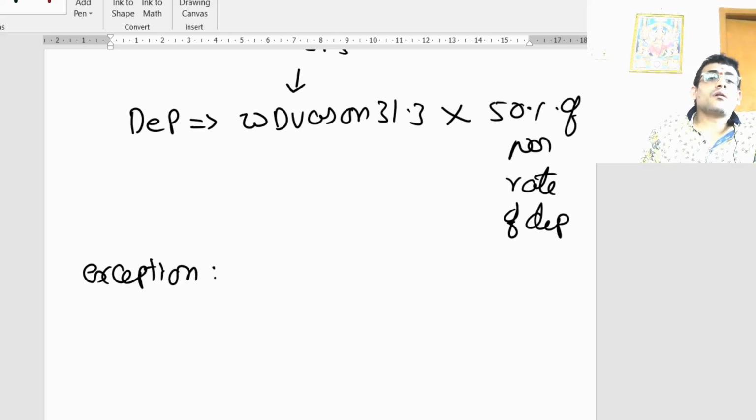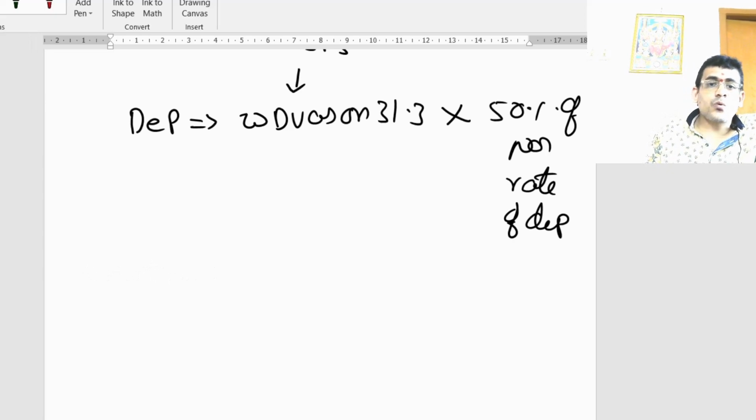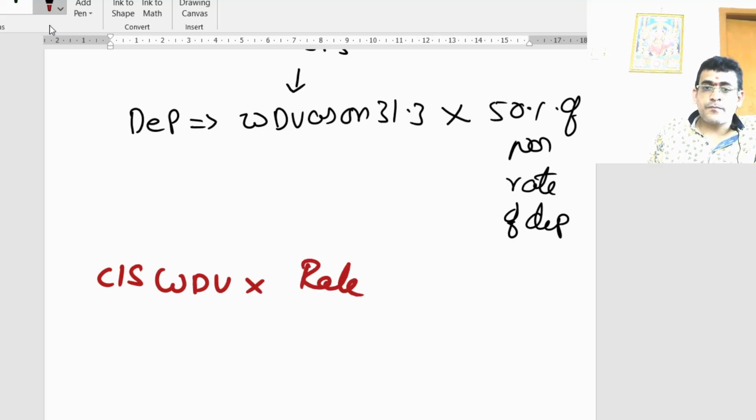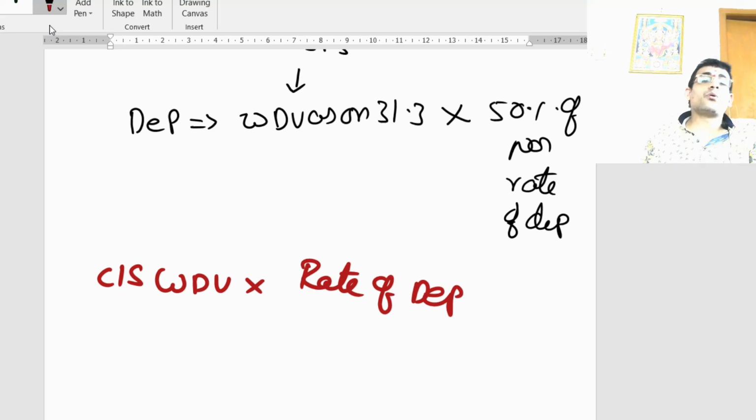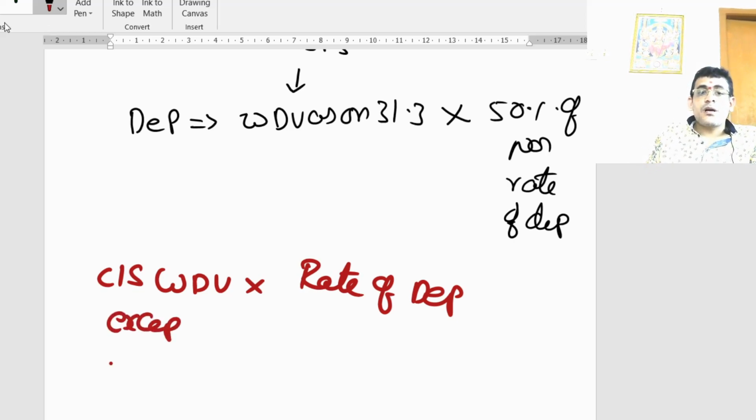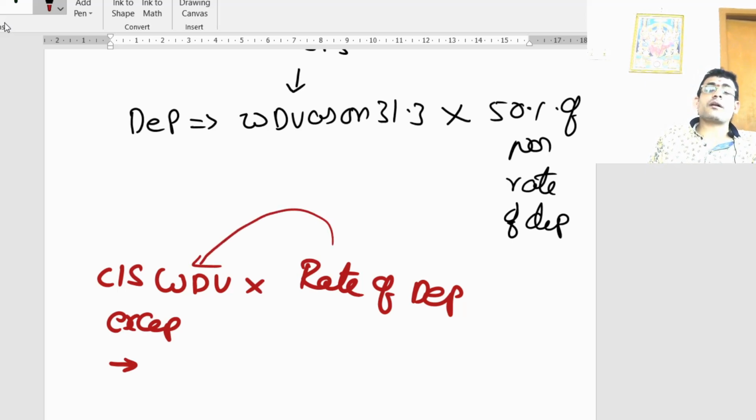What is the general rule? Last class I explained clearly, the general rule is, let me write it here: closing WDV into rate of depreciation. That means you need to compute your depreciation on the closing WDV. That's the general rule. This general rule has some exceptions. That means in these sort of cases, you cannot calculate the depreciation. That means you cannot multiply the rate of depreciation on your written down value.